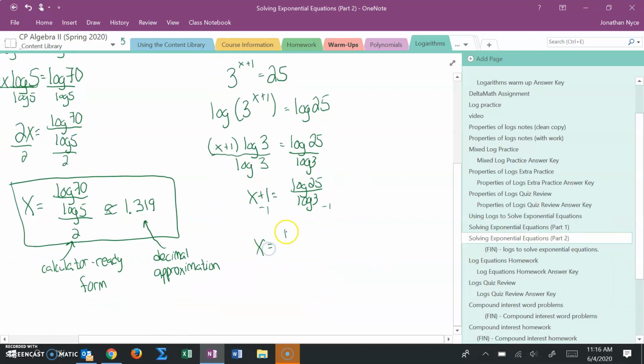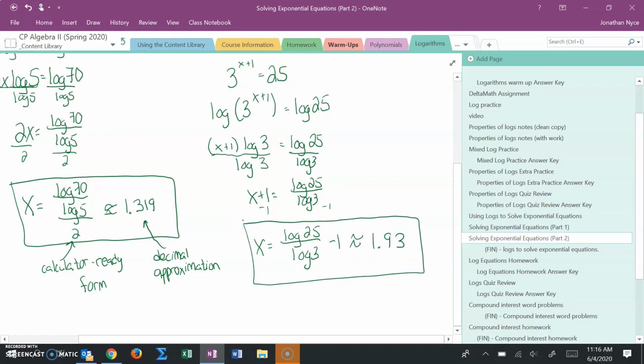So x is equal to the log of 25 divided by the log of 3 minus 1, which, going off the screen to the calculator, log of 25 divided by the log of 3 minus 1 gives us 1.93, it's a rounding. And that's it.